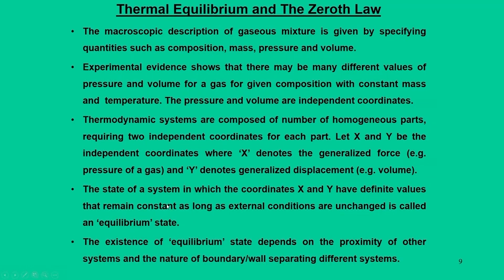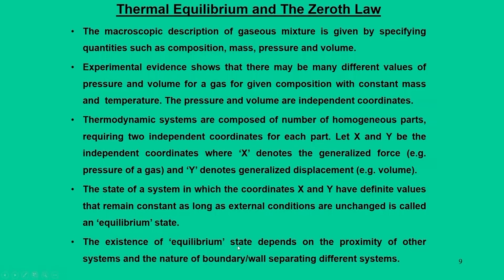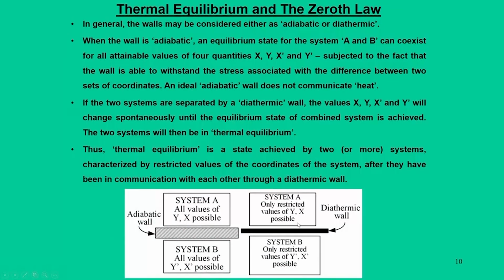So, both x and y coordinates, and side by side the temperature, define the conditions of a system, and when the conditions of the system do not change, we call this an equilibrium state. This equilibrium state gives the concept of the zeroth law, and in the subsequent slides we will talk mostly about thermodynamic equilibrium, and how the zeroth law is related to thermal equilibrium. The existence of an equilibrium state depends on the proximity of other systems and the nature of the boundary wall which separates these two systems.